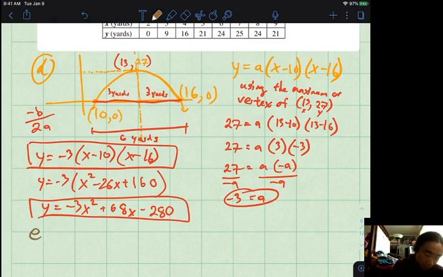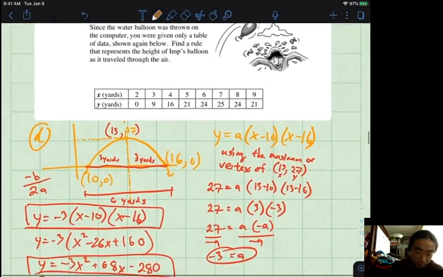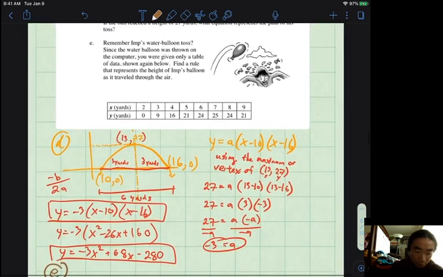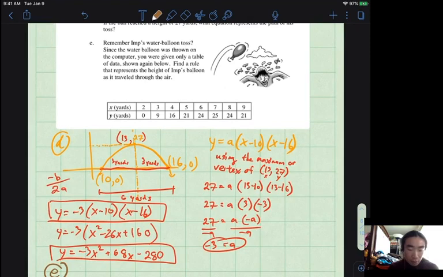Right? Zoom out a little bit. So remember IMP's water balloon toss? Since the water balloon was thrown on the computer, they were given only a table, shown below. Find the rule that represents IMP's balloon as it traveled through the air.